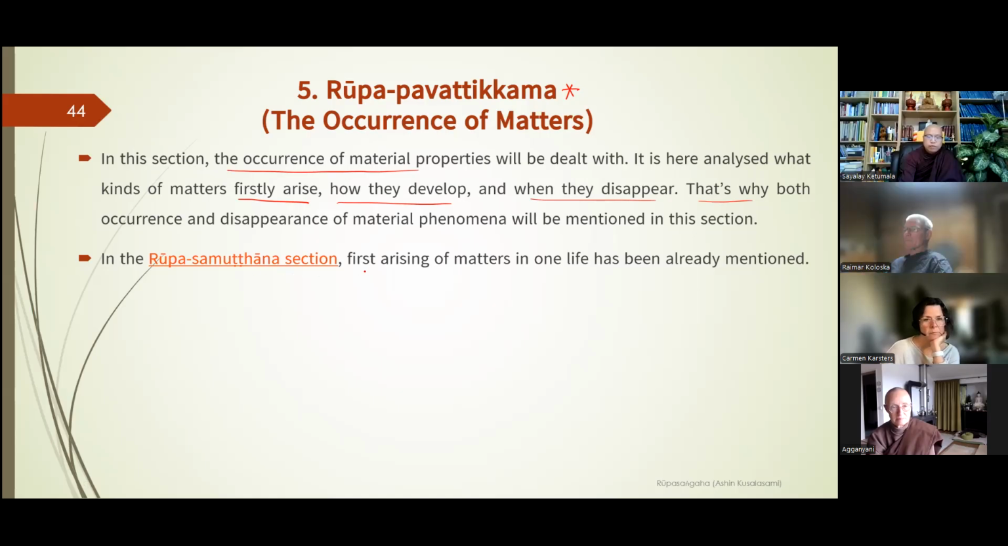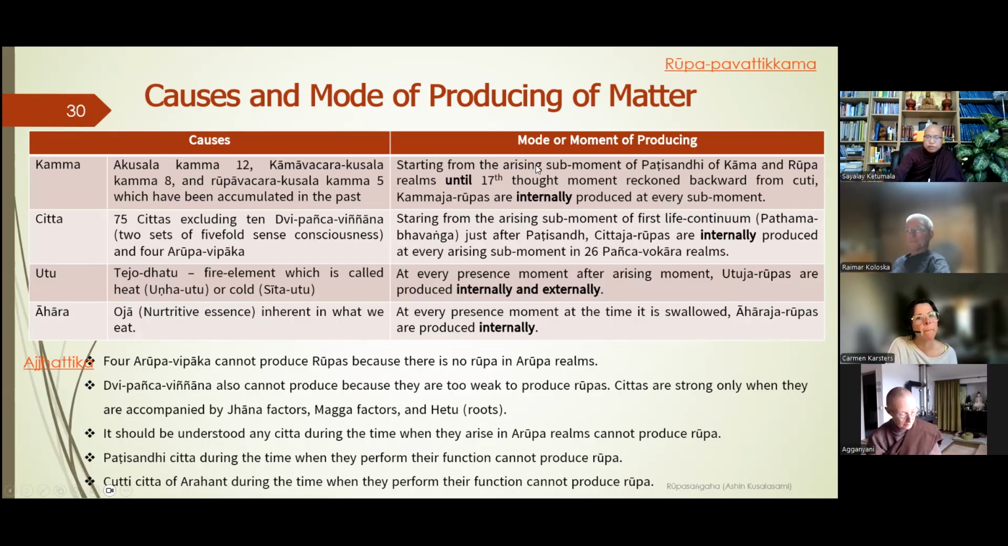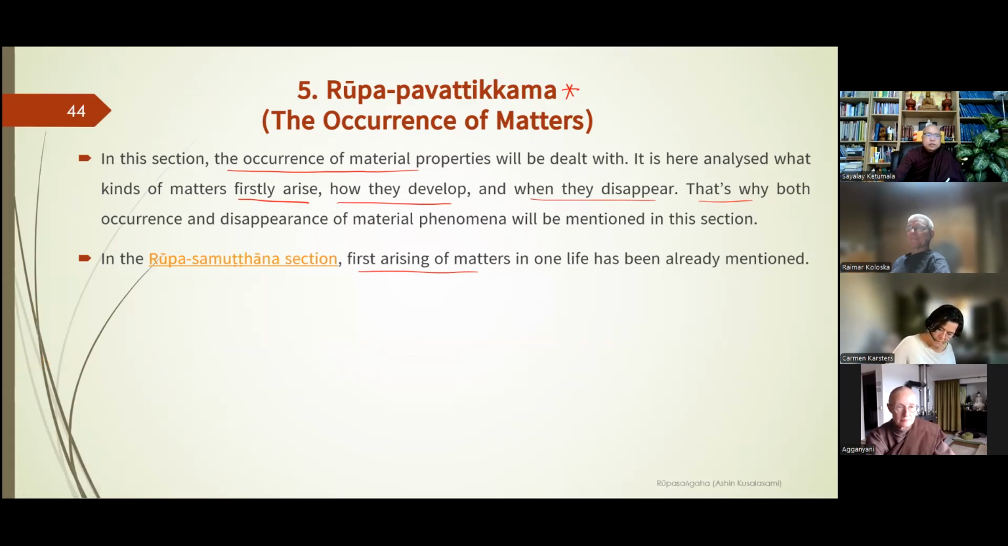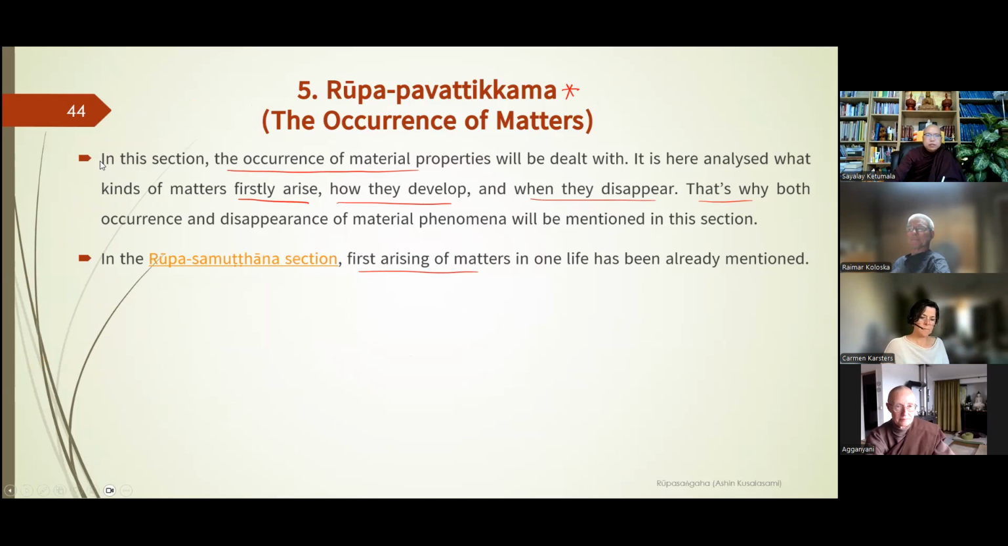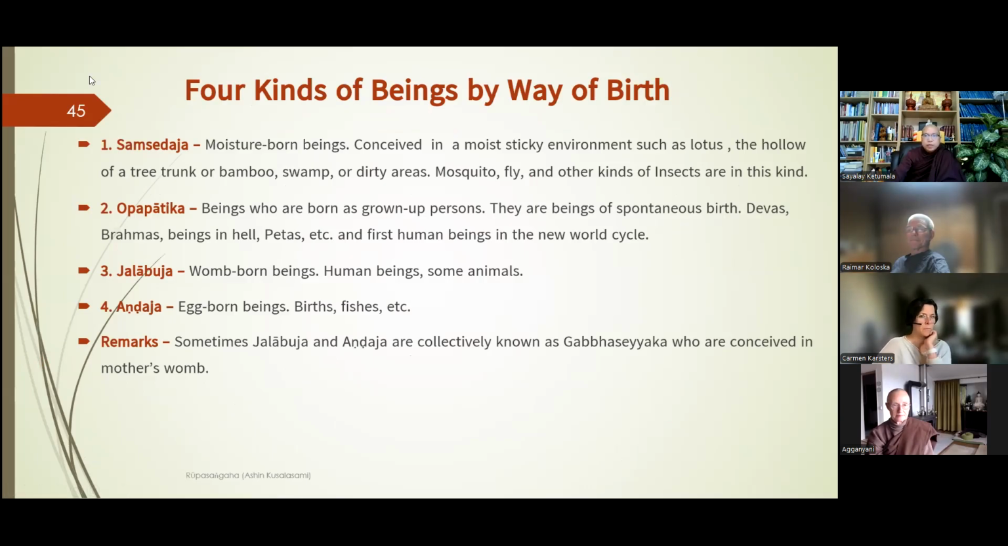So in the Rupa Samudhana session, first arising of matters in one life has been already mentioned. So this sentence refers to here. So starting from the arising self-moment of Bodhisattva, this is the first arise. Okay, so before we discuss about the first occurrence, last occurrence, and the final cessation of the material phenomena, we need to know the four kinds of beings by way of birth. So only after you know these four kinds of beings by way of birth, we can continue.